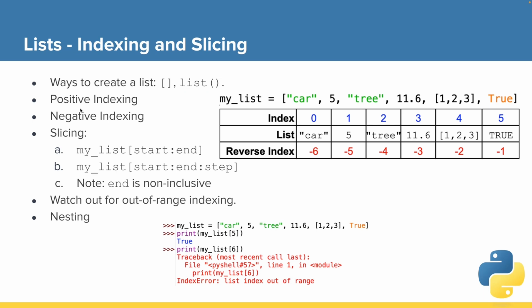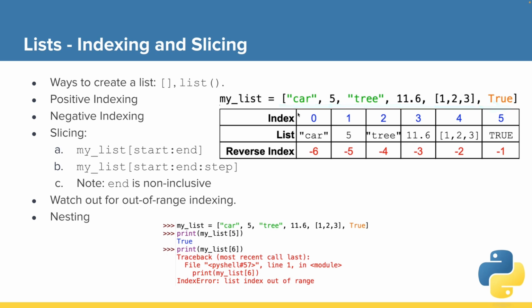Now, as far as indexing and slicing, if we recall what we've talked about with strings earlier in the course, there are two ways to do this. We can do positive indexing or negative indexing. And it works the same way as strings. Positive indexing will go from the leftmost part of the list towards the right.